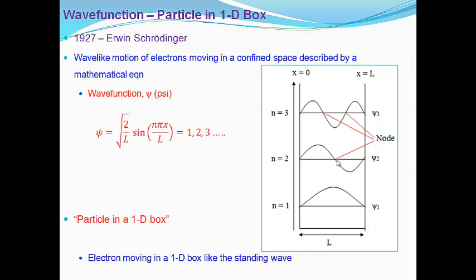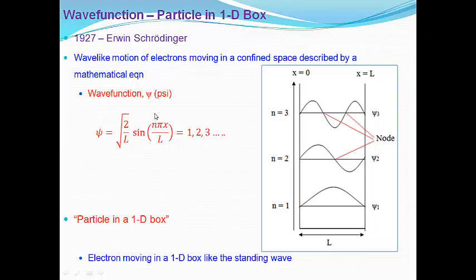And this idea of correlating the motion of an electron and describing the motion of the electron was proposed by Schrodinger in 1927. And he basically says that an electron that is traveling as a standing wave, essentially its wave motion, can be described by a mathematical equation called the wave function, which is equal to the square root of 2 over L, sine n pi x over L. And that wave function value, which describes the wave motion of the electron, is equal to whole number integer values 1, 2, 3, 4, 5, 6, and so on.